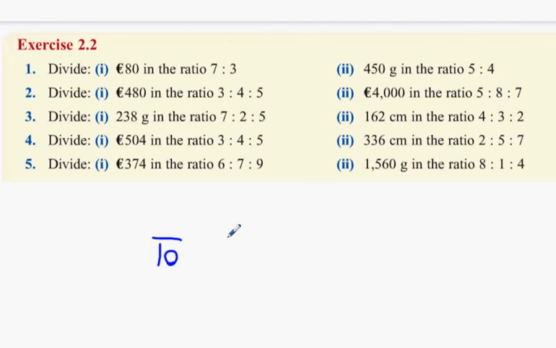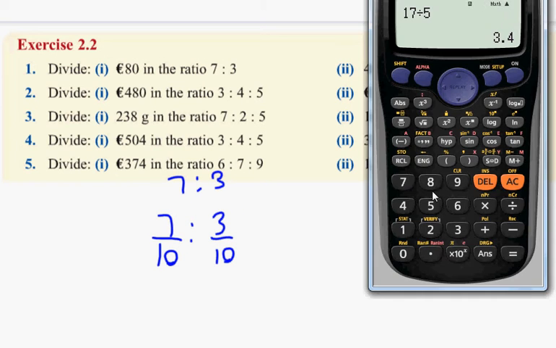And what this means is the ratio of 7 is to 3 means that for every €10 we get, the person who has the ratio of 7 gets 7/10 of your money, and the person who has the ratio of 3 gets 3/10 of your money. And then all we have left to do is find out what 7/10 of 80 is. So just 80 multiplied by 7 over 10.